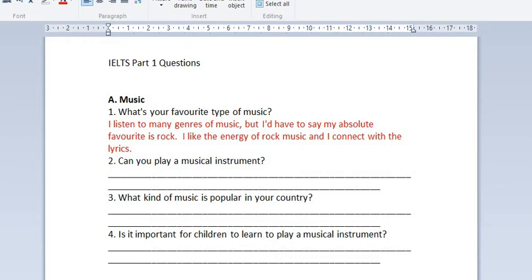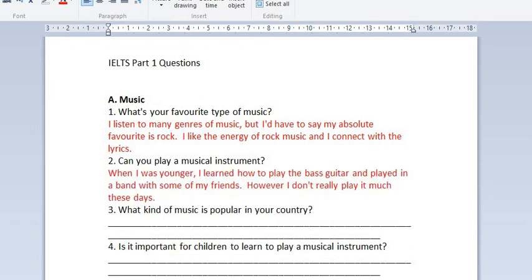Next question, can you play a musical instrument? So my answer is, when I was younger, I learned how to play the bass guitar and played in a band with some of my friends. However, I don't really play it much these days. Notice I'm using the past tense with learned and played because I'm talking about something that happened when I was younger. And then I change to the present tense when I'm talking about how much I play it now.